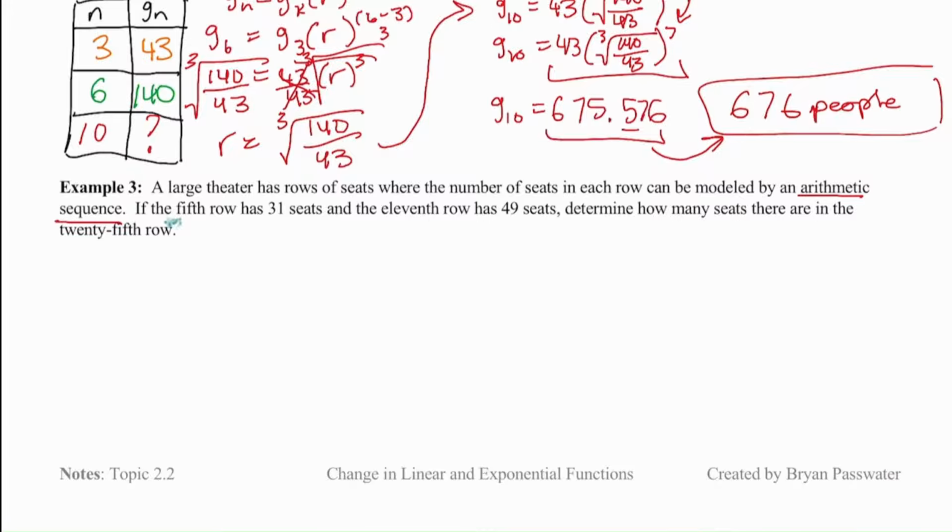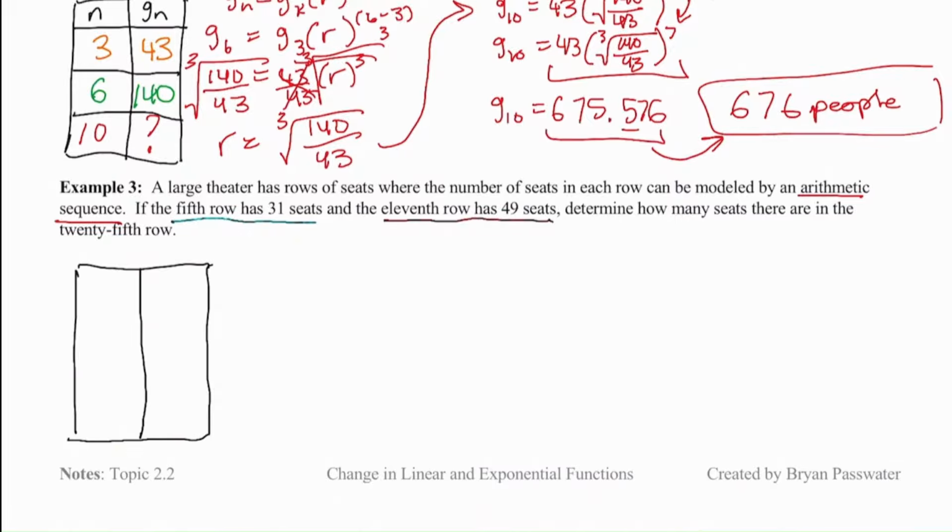5th row, 31 seats. And then the 11th row has 49 seats. So let's draw our table. You don't have to draw a table. You can simply just write G5 or A5 is equal to 31. It might be quicker. But for here, we're going to use the table to show it better so you guys can see it. You can write X and Y, I guess, or you can write rows and seats. And this is A because we're doing an arithmetic sequence.